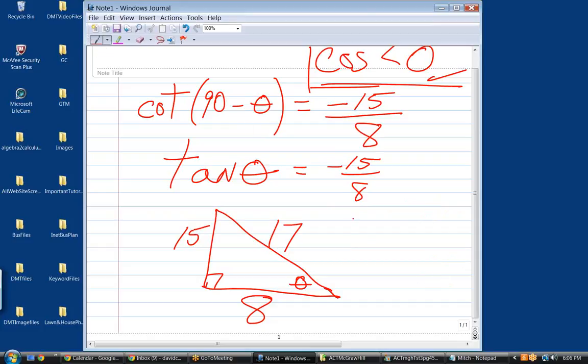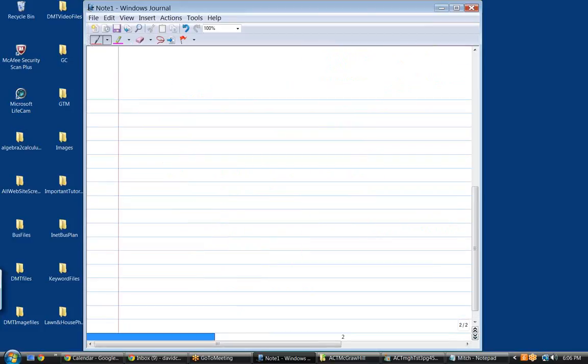What did they want? The secant? Yeah. So what's the secant of theta, given that it's second quadrant? First of all, what's the absolute value of the secant of theta? It'd be 17 over 15. Is it the reciprocal of sine or the reciprocal of cosine? It's the reciprocal of sine. Actually not. Let's go over those. All right.